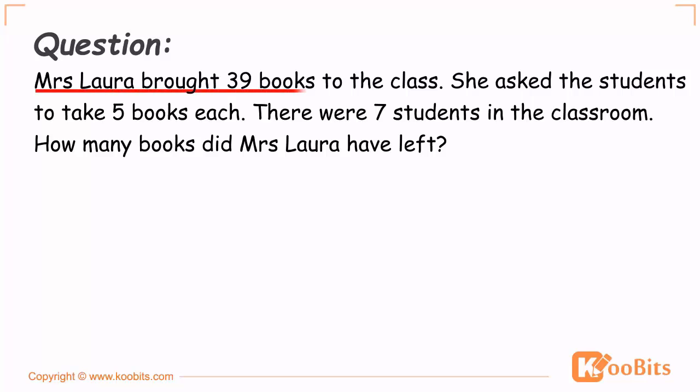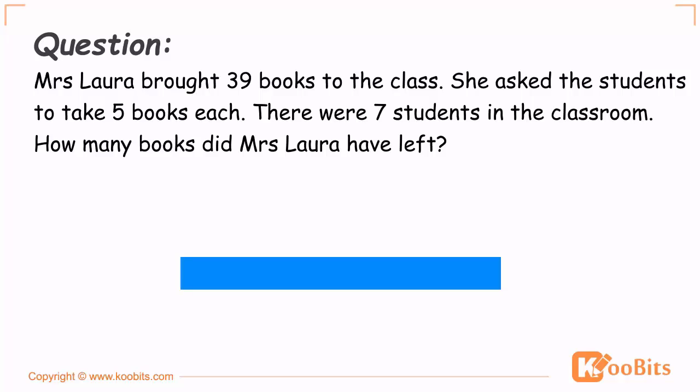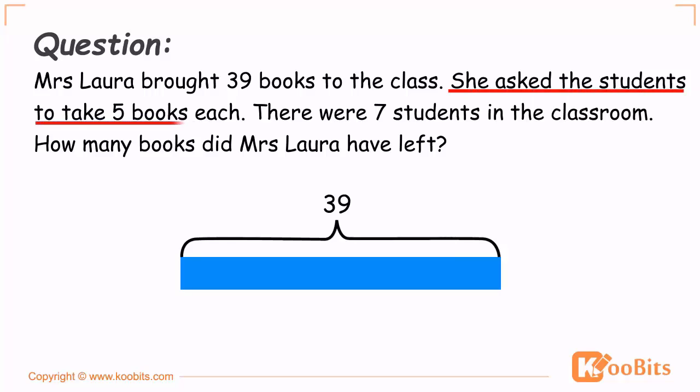Mrs. Laura brought 39 books to the class. Let's use a rectangle to represent the total number of books brought into the class by Mrs. Laura and label it 39. She asked the students to take 5 books each. There were 7 students in the classroom. Let's divide the rectangle into 2 portions. The first portion represents the total number of books the students took. The other portion represents the number of books left afterwards.